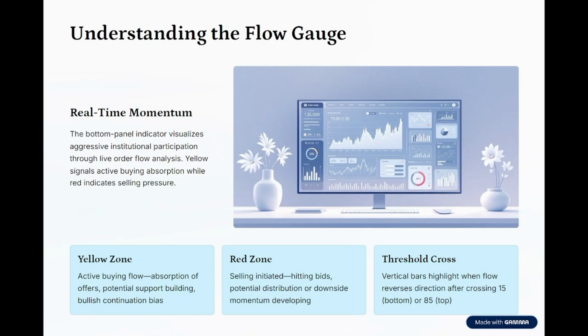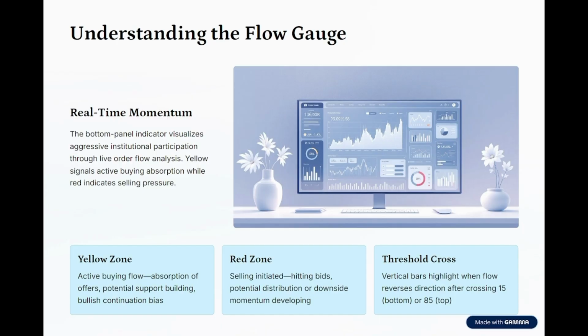Understanding the flow gauge. iSpy has made it extremely easy to read. This indicator shows real-time momentum. The bottom panel indicator visualizes aggressive institutional participation through live order flow analysis. Yellow signals show active buying absorption, while red indicates active selling pressure. When the indicator turns yellow, it signals active buying flow and absorption of offers.